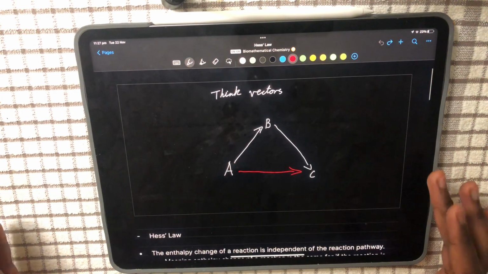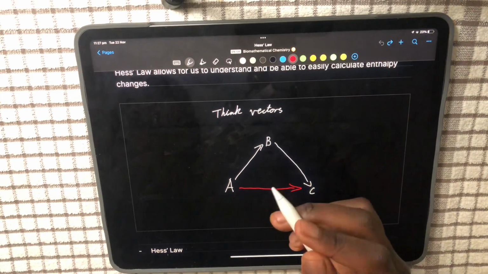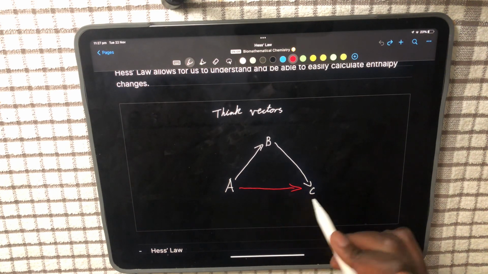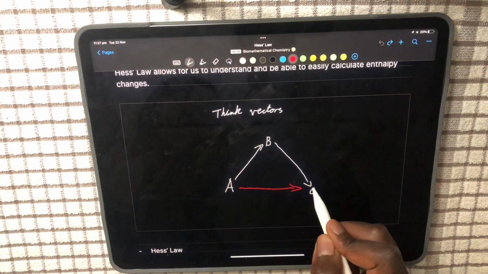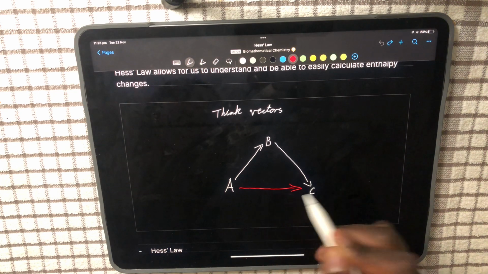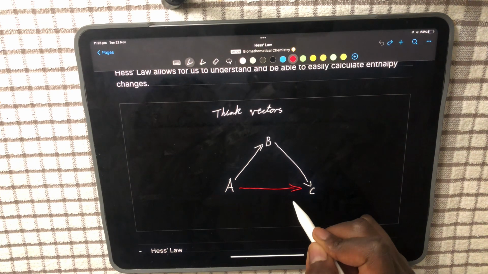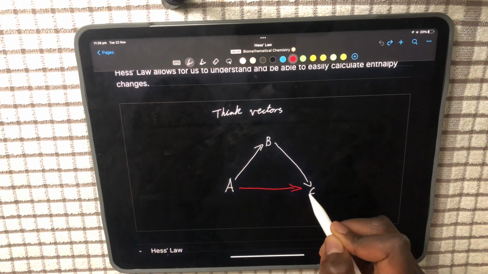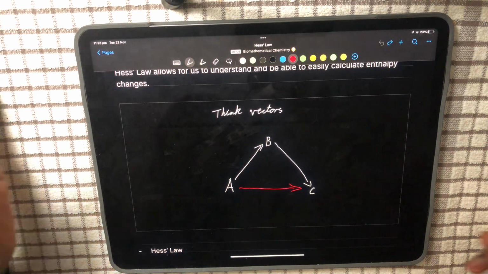Now, I've got this little diagram here. I want you to think of this like vectors. So you have, let's say, A to C is a reaction. If you want to go from A to C, you could just go straight, or you could have a side reaction. Let's say you wanted to create a product, but the only way you were able to measure from A to C was going from A to B and B to C. There are other reasons why, but let's just say that, for example.